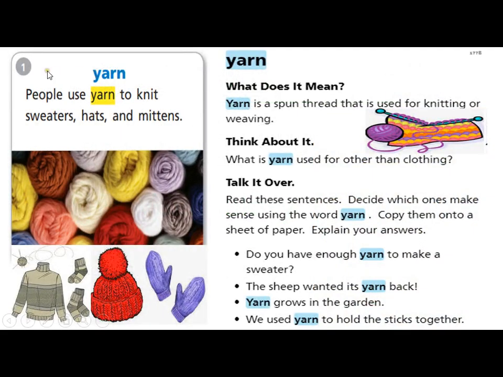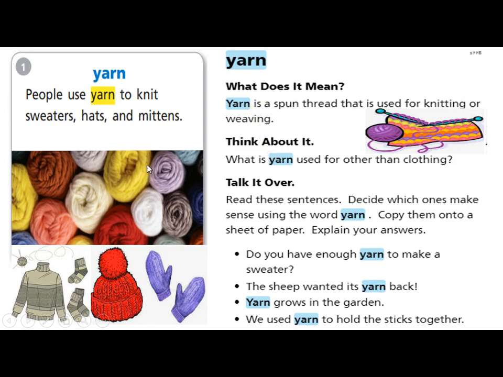Alright. Number 1, the first word is yarn. People use yarn to knit sweaters, hats, and mittens. This is the sweater, hat, and mittens. As you can see here, these are the gloves, but they are not regular ones. They are made of wool. So what does yarn mean? Yarn is a spun thread that is used for knitting or weaving.